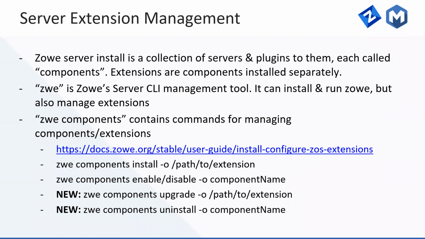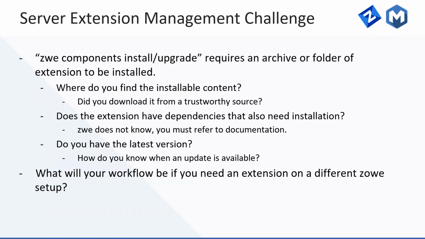And you can see that once a component is installed, you can manage it. You can say that you want to enable or disable it by giving its name. And recently, we added new features to these commands. I think in Zowe 2.5, we added upgrade, which is basically install again, install on top of your existing extension, and to uninstall. So these are all fairly routine when it comes to extension management, so nothing too shocking here yet. But there are some challenges with this.